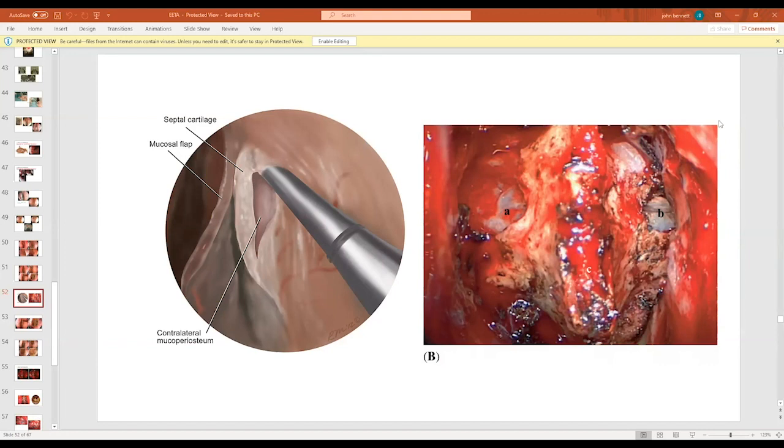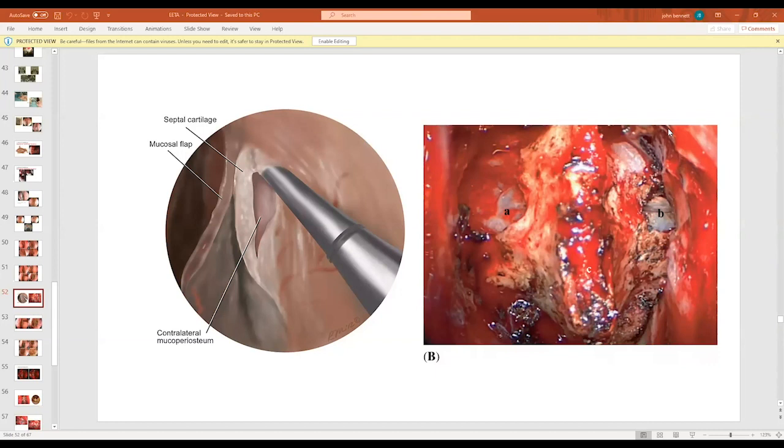Unfortunately, I didn't put a horizontal line to delineate those upper triangle and lower triangle. So when you have this view with the two ostium, again, it's like a diamond shape. The inferior margin of the inferior triangle is the lower margin of the sphenoethmoidal recess. This is an inferior margin. And on the upper triangle, you will see both ostium, and you go on the top.